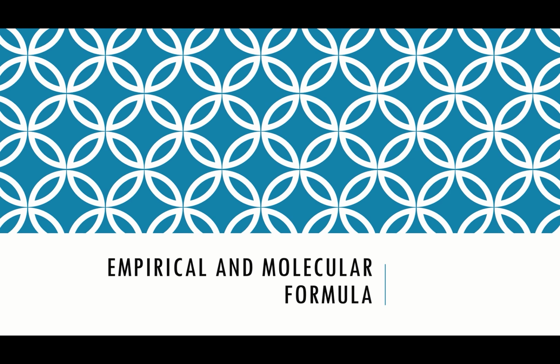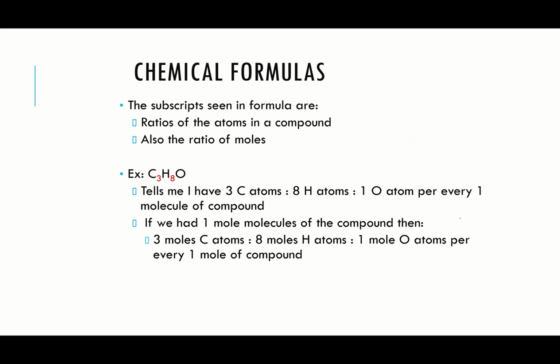Hi everyone. Today we're going to take a look at how to determine the empirical and molecular formula of a compound. So before we get into what an empirical and molecular formula are, we need to understand what exactly a chemical formula tells us. The subscripts in a formula are essentially a ratio of the atoms in a compound. It just tells us how many atoms of each element are present in that compound, and it gives us that ratio between them.